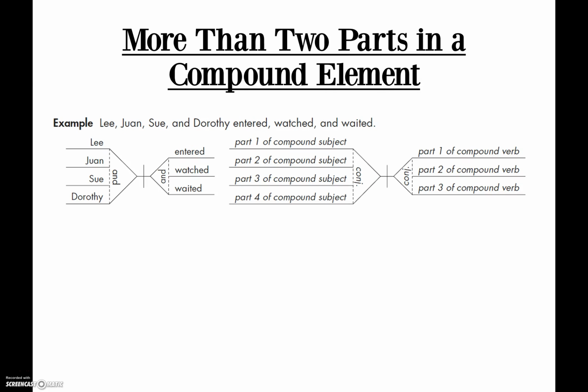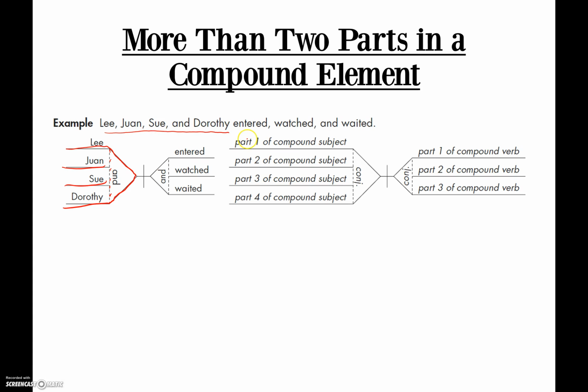A compound subject or a compound predicate might have more than two parts. So if this happens, you're going to need to draw as many parallel horizontal lines in the fork as there are parts shown. So in this example, Lee, Juan, Sue, and Dorothy are all the subjects. So you can see in the prong, there are 4 prongs, one for each of their names, and the one dotted line with the and holding them all together.